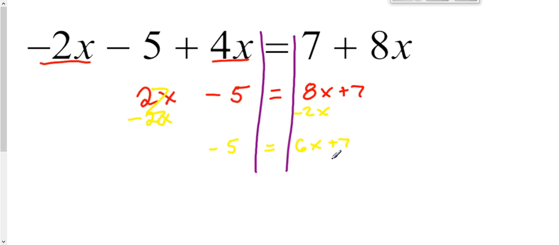We're down to a two-step equation. We're going to move the 7. That gives us negative 12 is equal to 6x. Divide by 6. Divide by 6. Negative 2 is equal to x.